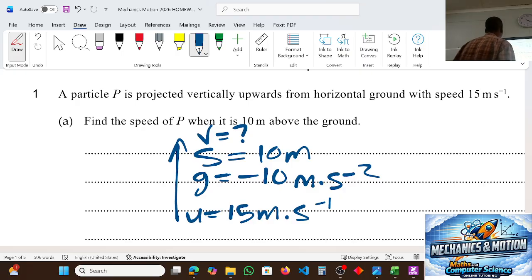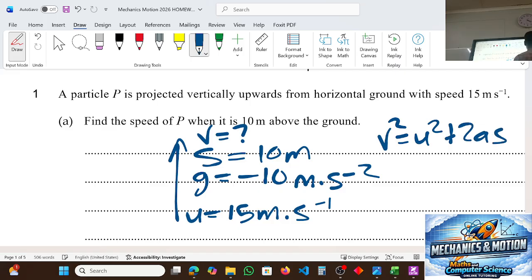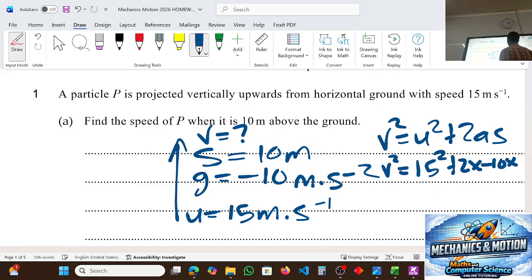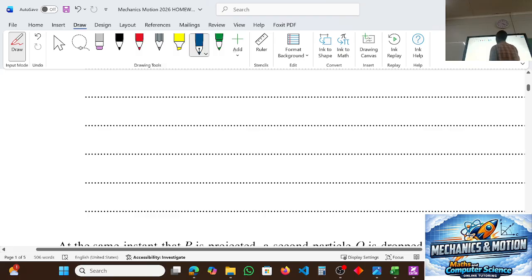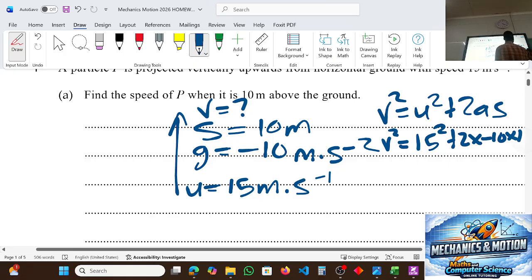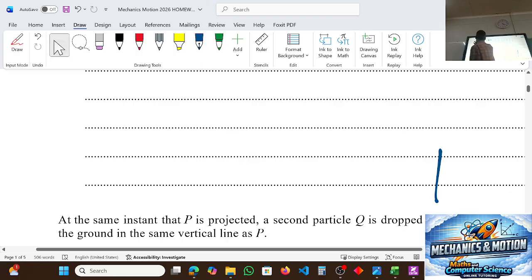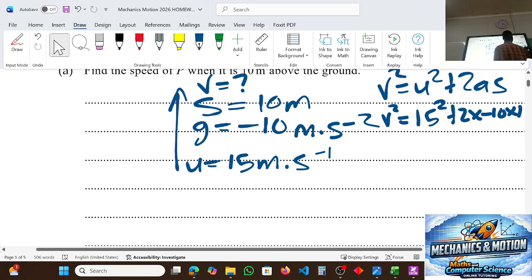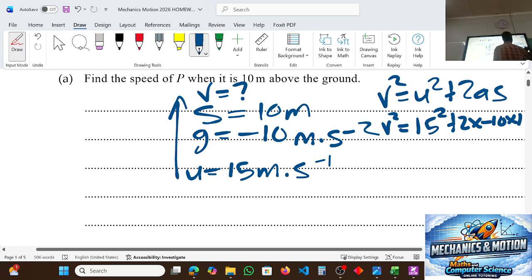So from our SUVAT equations, we have V, U, S, and T. I think the best equation to use here will be V squared equal to U squared plus 2AS. And when we do our substitution, we are looking for V. So V squared equal to 15 squared plus 2 multiplied by negative 10 multiplied by positive 10. Sorry about that. Let me return. Okay, so it has to be positive 10, right, instead of this.